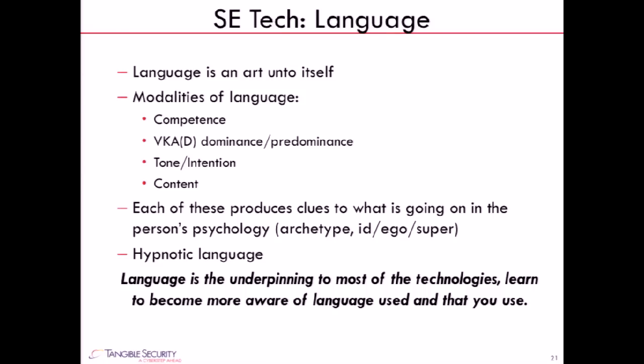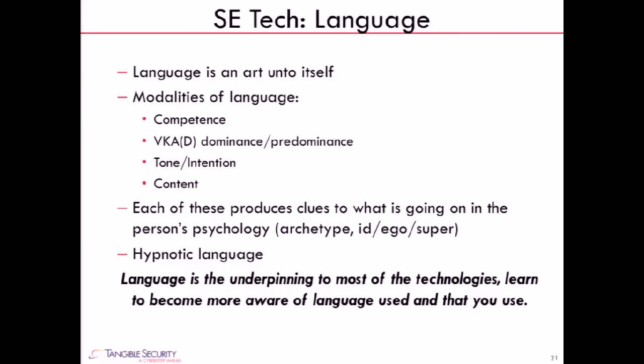Now, we're going to talk about four things when we talk about language competence. The VKAD context of that, dominance and predominance. And VKAD is visual, kinesthetic, auditory, and a submodality of digital, which we'll talk about more in a minute. Tone and intonation. If I'm not talking with authority, if I'm talking like this up here, tone changes the context. And content, the actual content. What did they say?